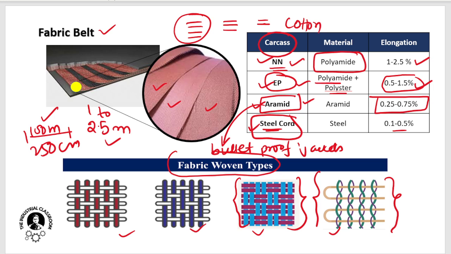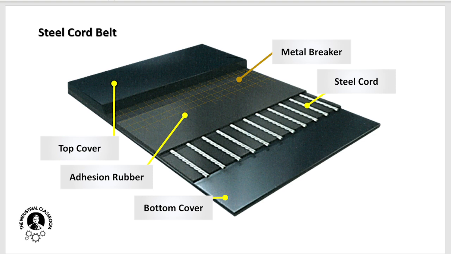Now let us move to the steel cord belts. So why are these steel cord belts used? The first is that the load carrying capacity is very high.